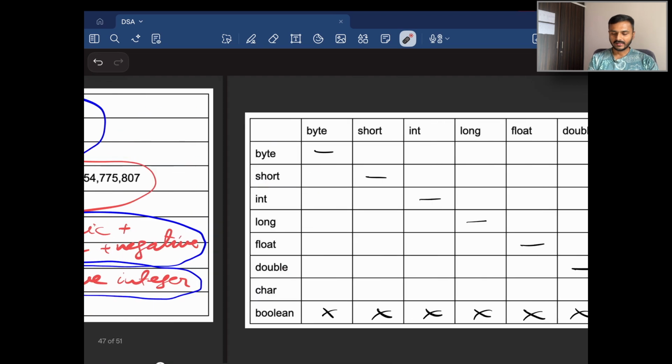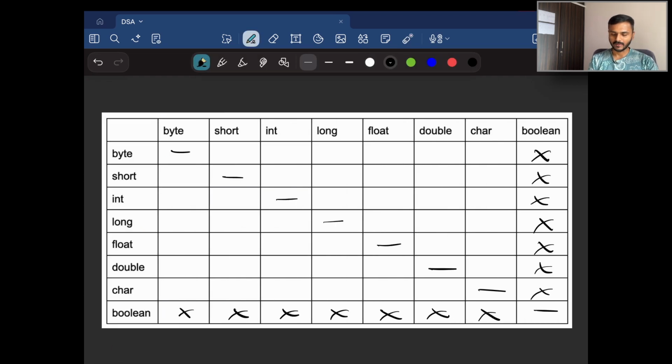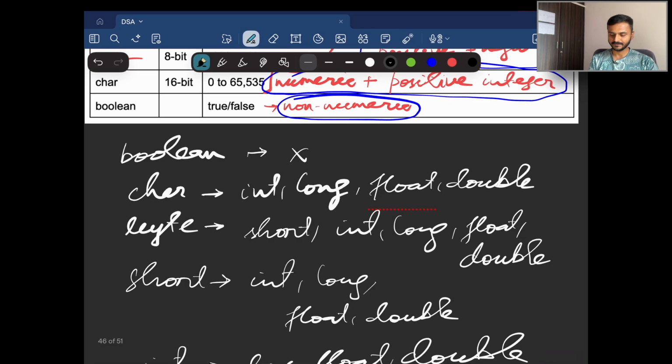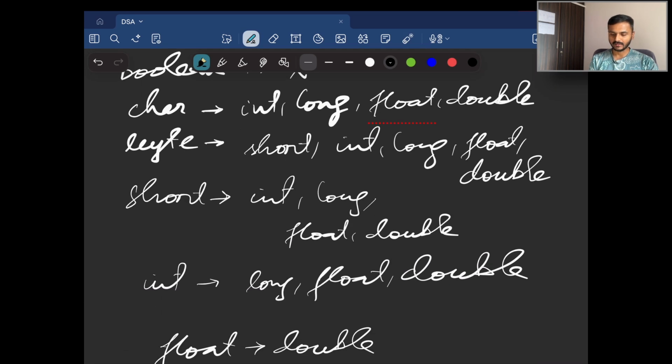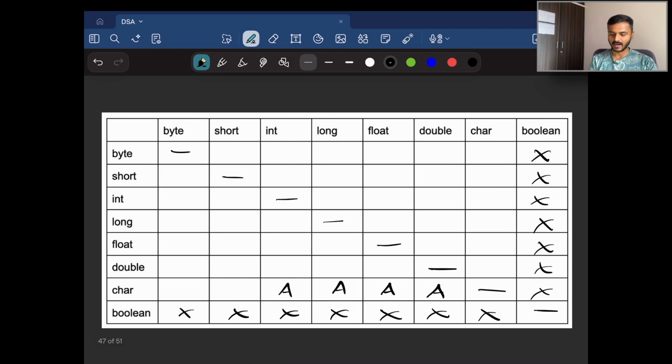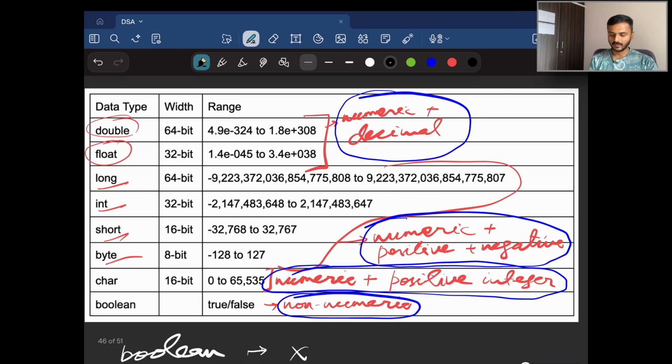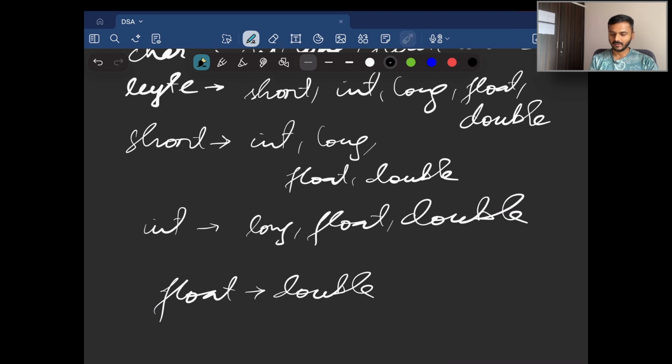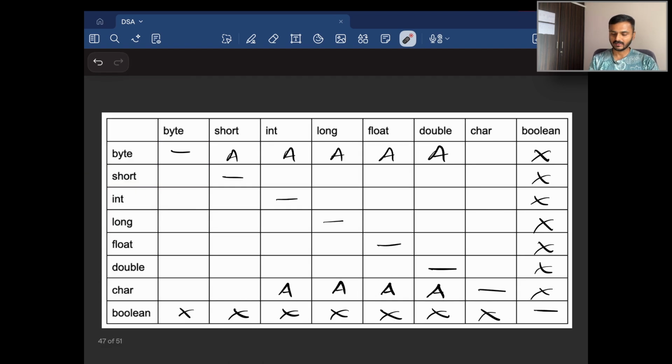So let's mark those pairs in this table with A. So char int, char long, char float, char double. By the way, A represents that automatic type conversion will take place. Continuing, for byte, what do we have? We have short, int, long, float, double. So let's quickly mark these. Similarly, if we take a look here, we will have short making pairs with a few data types, and the same thing applies to int and float. So let me quickly mark these pairs in the table.